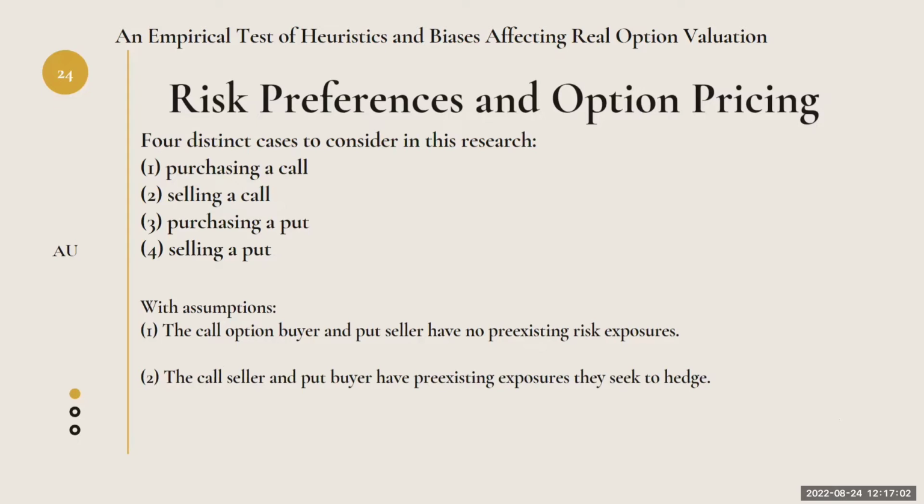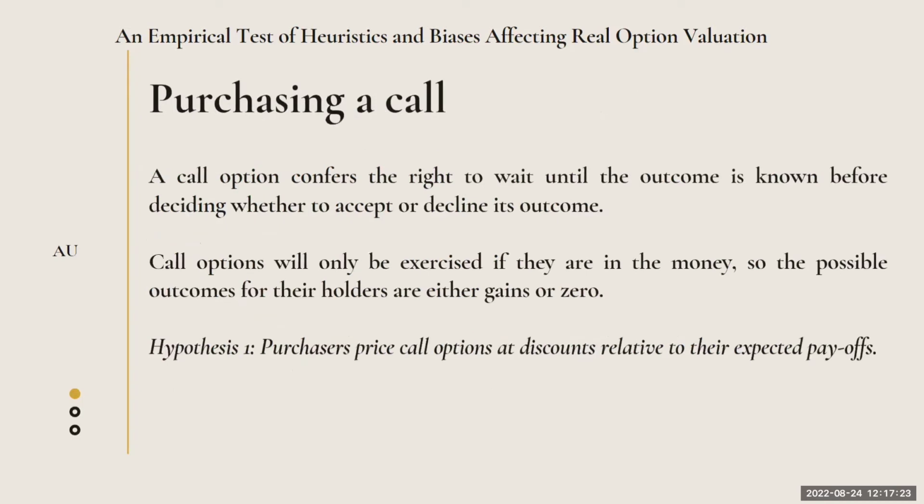So in this study, there are four distinct cases to consider: purchasing a call, selling a call, purchasing a put, and selling a put. With assumptions, the call option buyer and put seller have no pre-existing risk exposures. Meanwhile, the call seller and put buyer have pre-existing exposures they seek to hedge. Now, about purchasing a call option, it will be exercised if it is in the money. So the possible outcomes for the holders are either gains or zero.